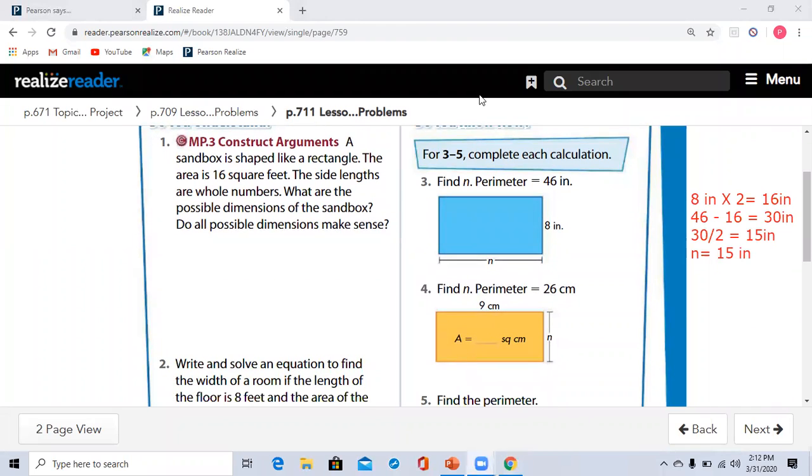We'll do it in a different color. Let's say orange. Find n, the perimeter is equal to 26. Now I need to find this n. I know that there are 2 of those n's, and there are 2 sides of 9 centimeters. So first of all, I start with 9 centimeters, and I need to multiply it by 2 because there are 2 of them.